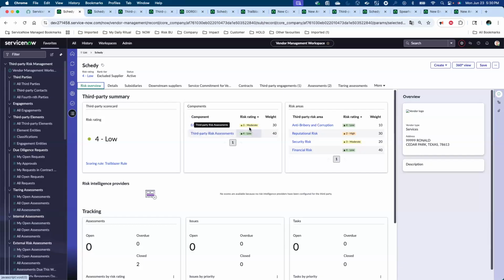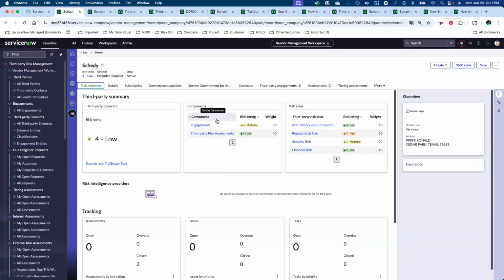The engagement component has 3 moderate, and third-party risk assessment has 4 low. So 3 moderate multiplied by the weight 30 is 90, and 4 low multiplied by the weight 40 is 160. So that comes to around 250. It's a weighted average, so you divide 250 by 70, because 30 plus 40 is 70. That comes to 3.57, which becomes a 4 low. So the risk rating turns out to be 4 low.